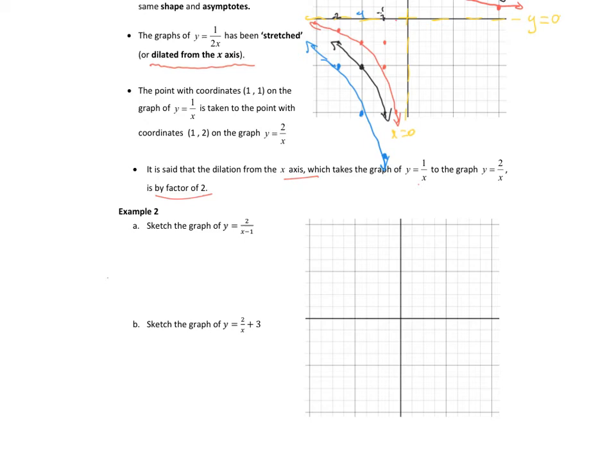Let's do it in red. First things first, my horizontal asymptote hasn't moved, and that's at y equals 0. Now look at my other asymptote, the vertical asymptote. It occurs when the denominator is 0. We need the denominator equal to 0. Therefore, x minus 1 is equal to 0, x is equal to 1.